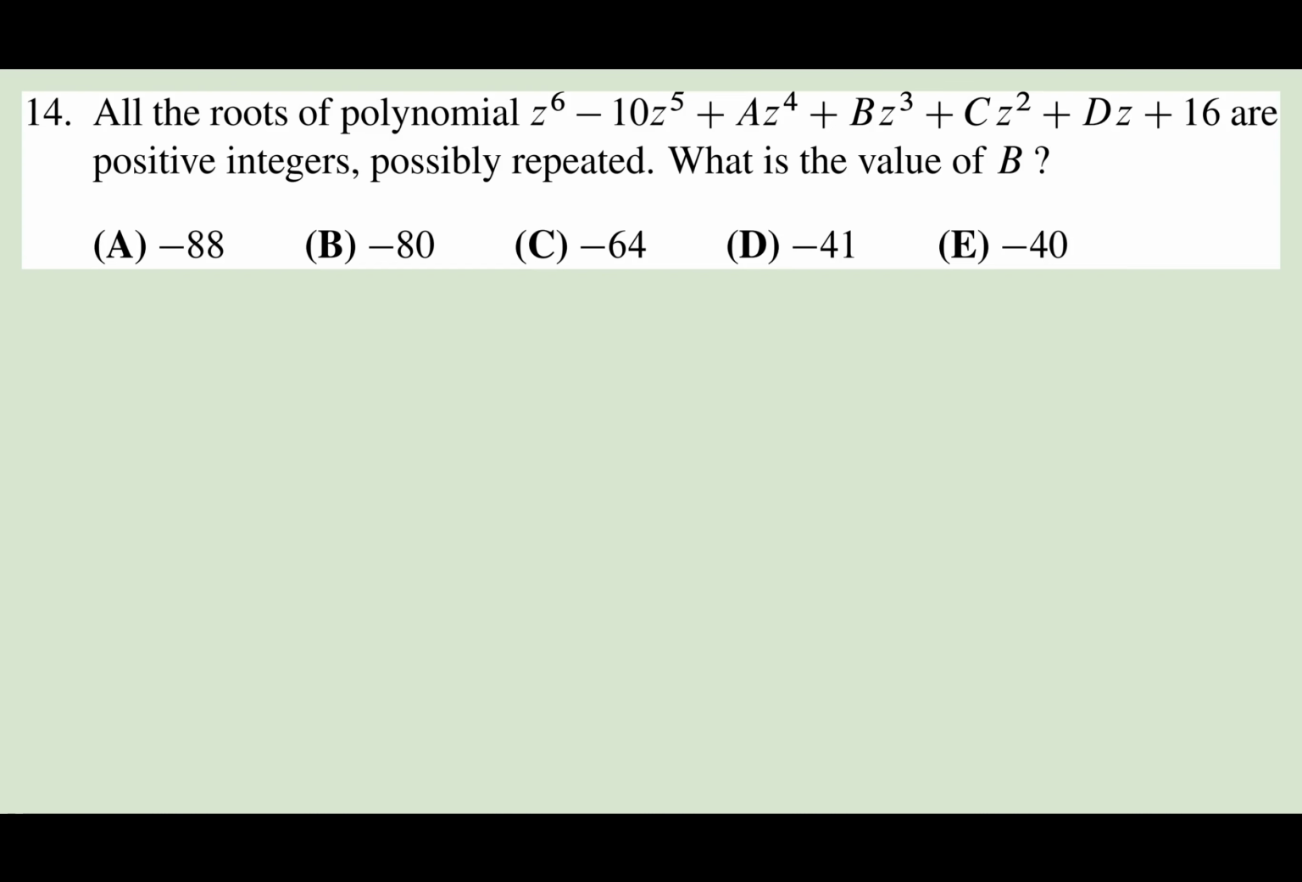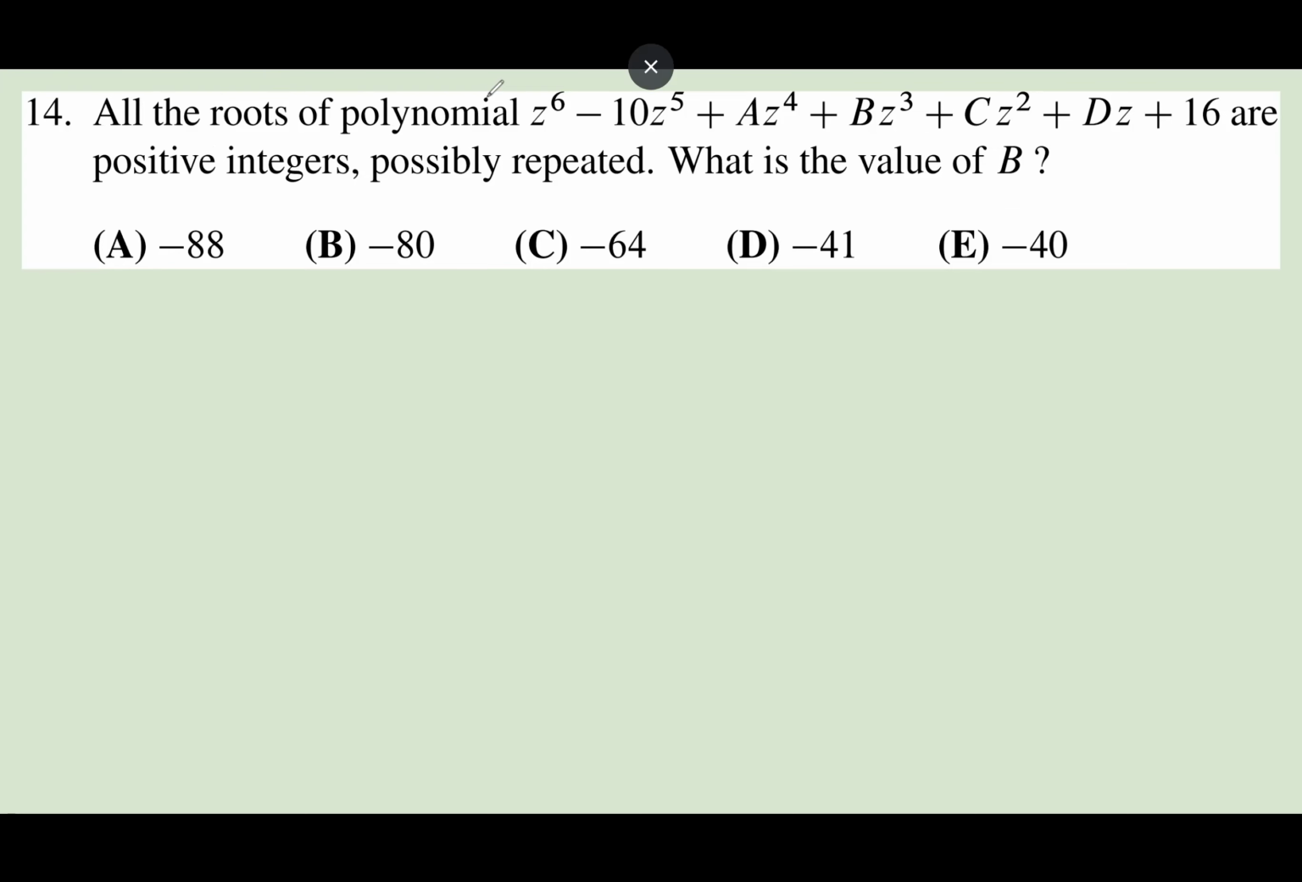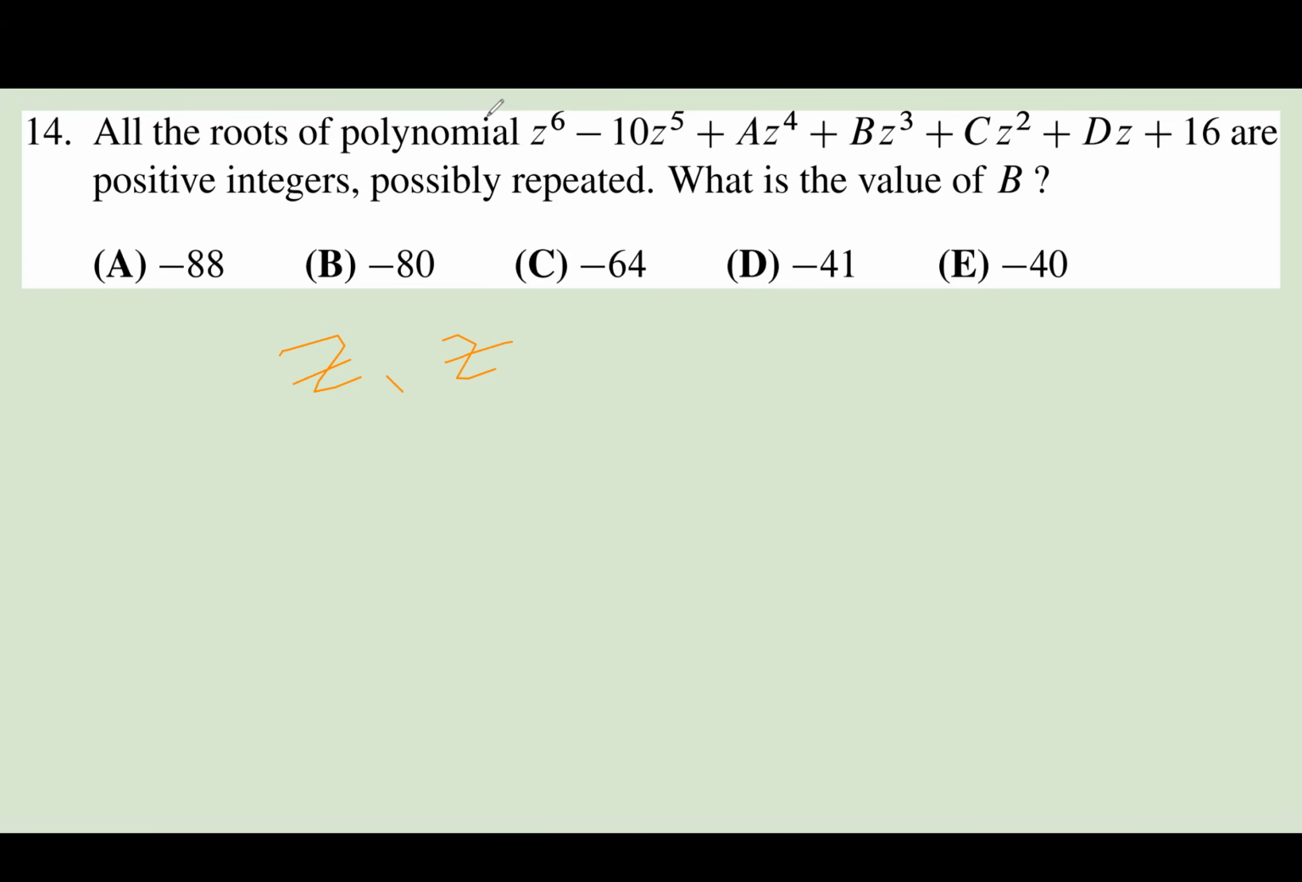Because it's a sixth power polynomial, an order 6 polynomial, that means it's going to have 6 roots. So we can call the roots z1, z2, z3, z4, z5, and z6, and we know that they're positive integers.